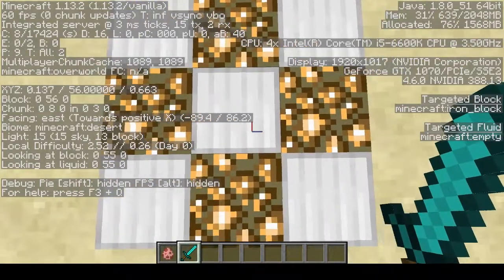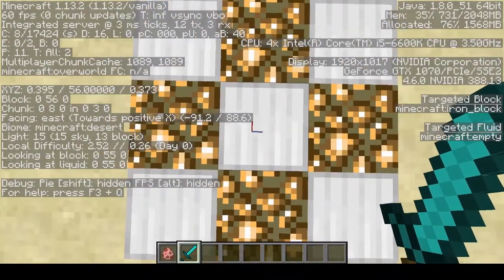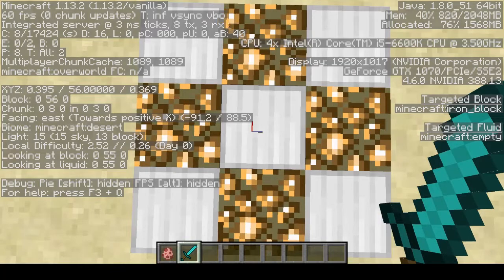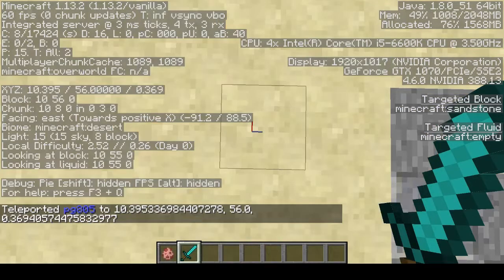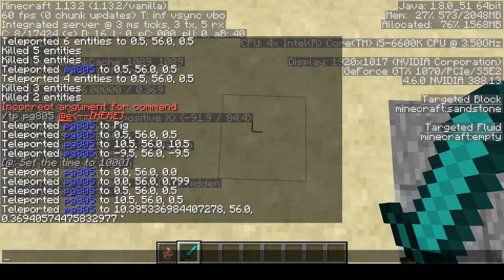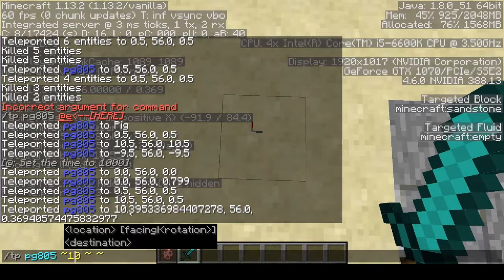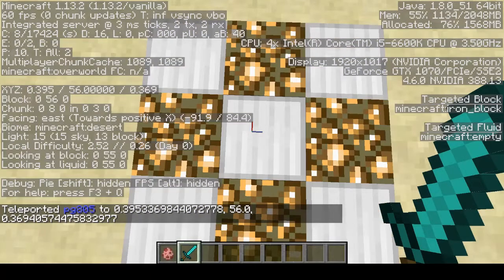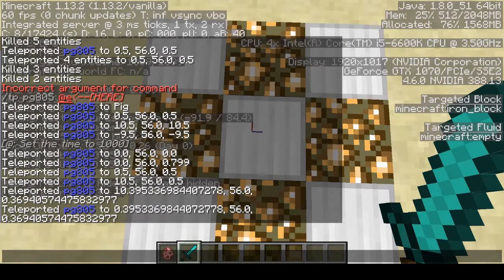So let's try getting a little bit of the ways off. I'm at like 0.395 and 0.36. Let's do the same thing. And look at that, it just adds 10 to where I was. In fact, this tells me very precisely where I was, and it says where I'm teleporting to. So if I go -10, it ought to put me right back to where I was. So you can see these numbers are essentially the same.